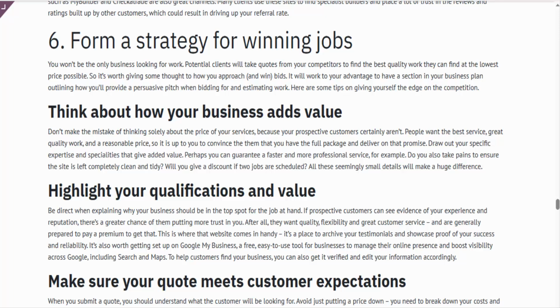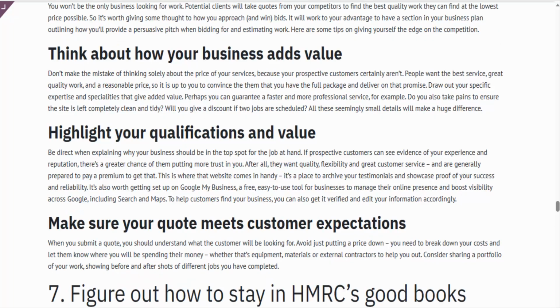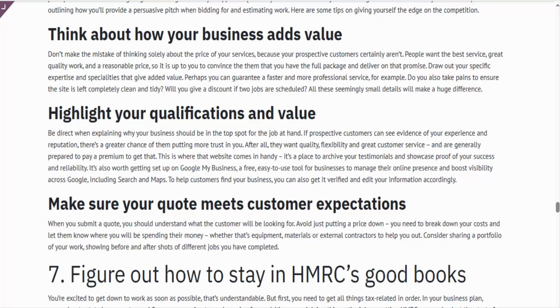Think about how your business adds value. Don't make the mistake of thinking solely about the price of your services, because your prospective customers certainly aren't. People want the best service, great quality work, and a reasonable price. So it is up to you to convince them that you have the full package and deliver on that promise. Draw out your specific expertise and specialities that give added value. Perhaps you can guarantee a faster and more professional service. For example, do you also take pains to ensure the site is left completely clean and tidy? Will you give a discount if 2 jobs are scheduled? All these seemingly small details will make a huge difference.